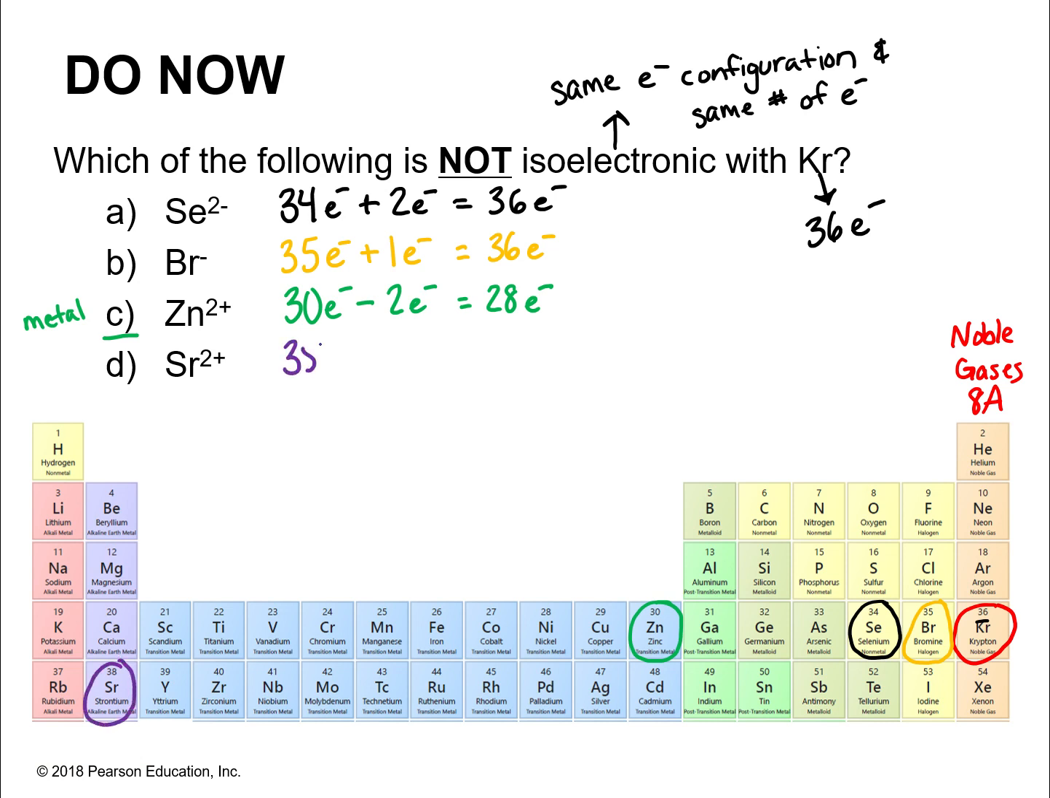Strontium starts with 38 electrons. It's going to lose 2 electrons, as indicated by its charge. When it's a positively charged ion, that means it has lost electrons. So 38 is what it starts with. We lose 2. We're at 36. So the only one that doesn't have 36 electrons is C. That's the zinc 2+ ion.